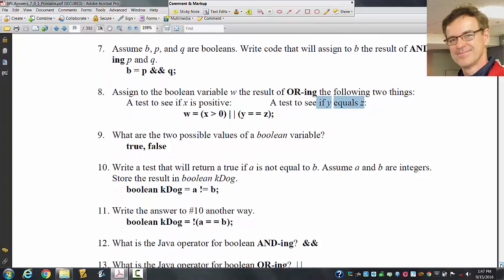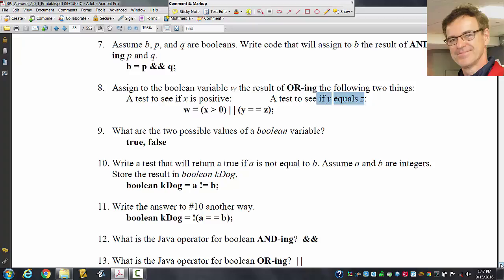Number 9. 2 possible values of Boolean, true and false. Not much to say about that. Just don't put a 1 in a Boolean variable. Don't put a string in there. Don't put double quotes around true and false. All those cause errors.